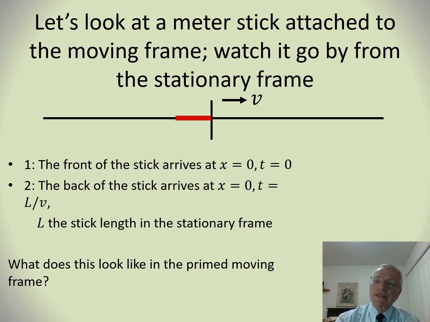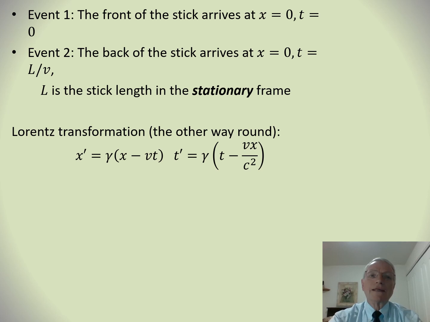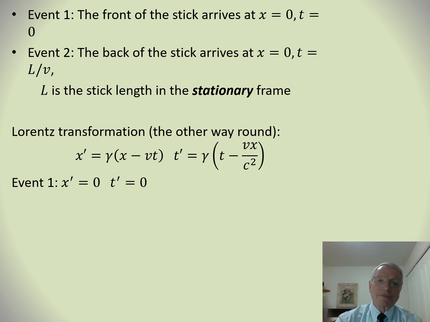Let's see what this looks like in the prime moving frame. So here are the events. x equals 0, t equals 0 is event 1. Event 2 is when the back of the stick arrives. That's x equals 0 and t equals L over v. The Lorentz transformation we use is the one that goes the other way around. x prime is gamma times x minus vt, and the time is the funny one. Let's see what these predict. So event 1 is just 0, 0, and if you put 0, 0 into the equations, you get 0, 0 out. So that happens at x prime equals 0, t prime equals 0.